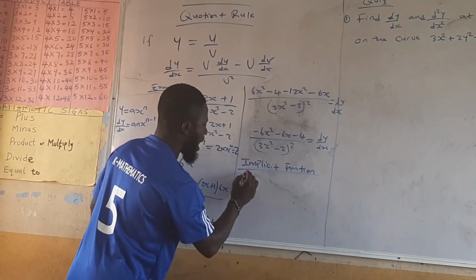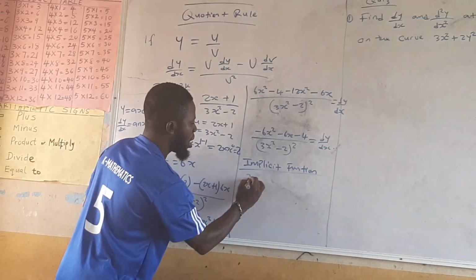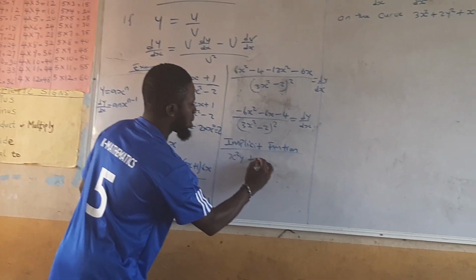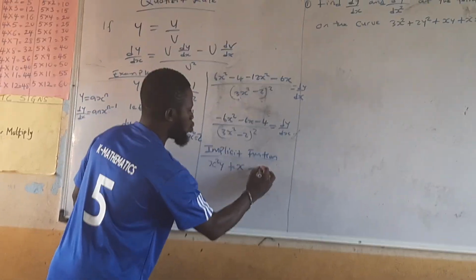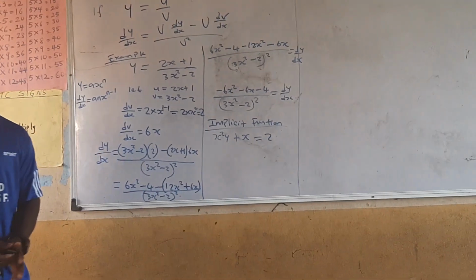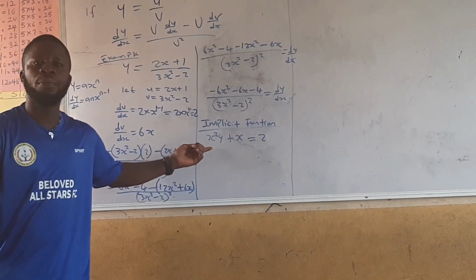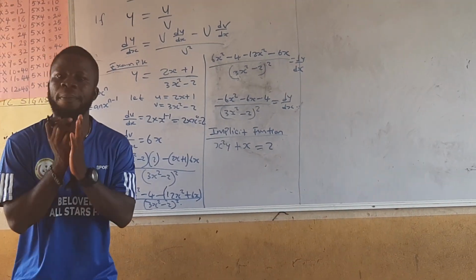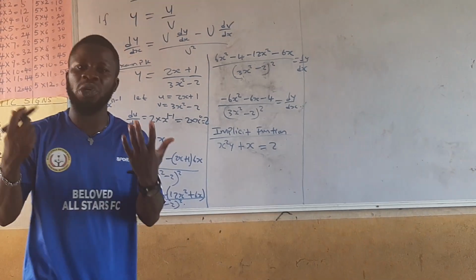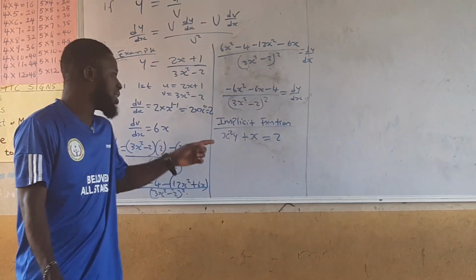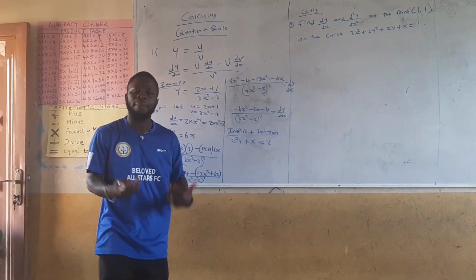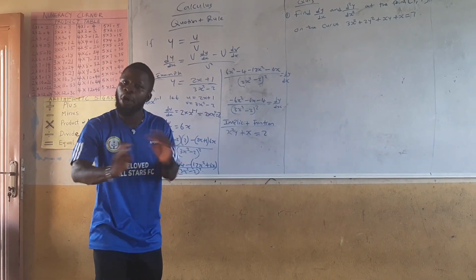So for instance, let's say we have x squared y plus x equals 2. This is an implicit function because it has both x and y, and we want to get our dy/dx. So the law for implicit function is that you must always differentiate. When you are differentiating with respect to y, you put your dy/dx. If you are differentiating with respect to x, you don't put anything.